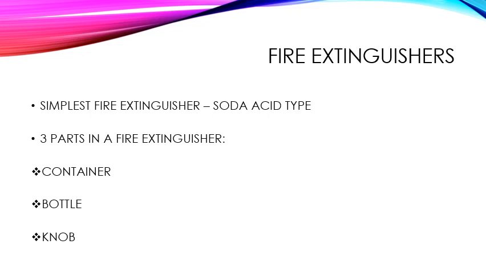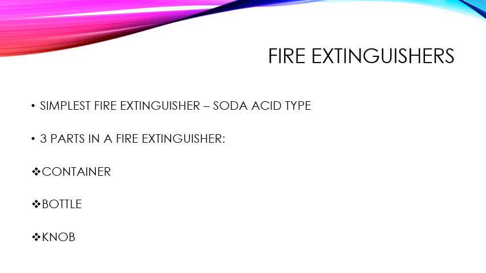There are three parts in a fire extinguisher. First one is container, second one is bottle, third one is knob. The container of a fire extinguisher is cylindrical in shape. It contains sodium bicarbonate solution. The small bottle contains concentrated sulfuric acid. This bottle is attached to the knob.